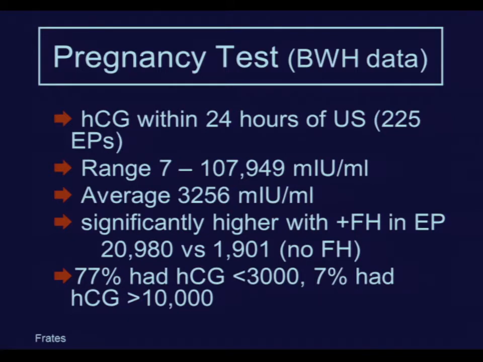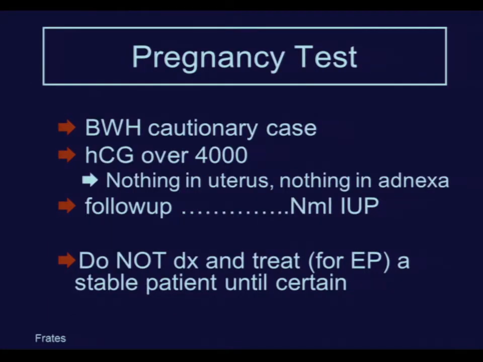Interestingly, over 3/4 of our patients had HCG levels under 3,000, but 7% had HCGs over 10,000. I'll also remind you of a cautionary case that we did see at the Brigham recently. This was a patient who came in with an HCG measuring over 4,000 with nothing in her uterus and nothing in the adnexa. We did not treat the patient. We brought her back for a follow-up ultrasound, and on the follow-up exam, there was a normal intrauterine gestation.